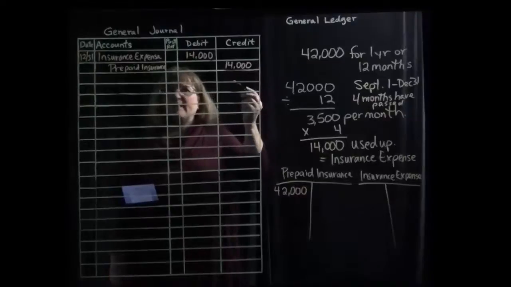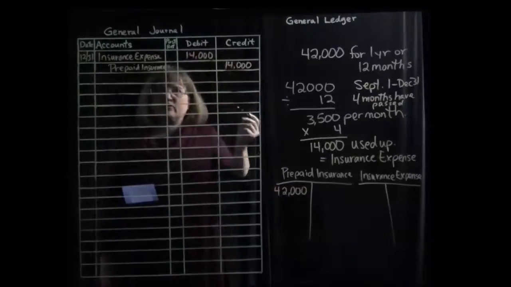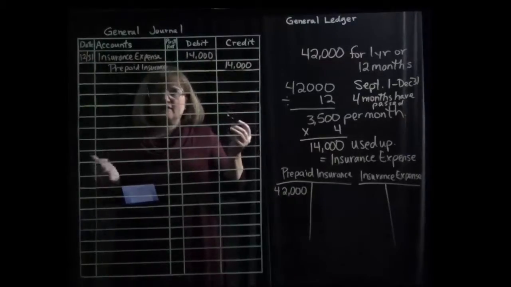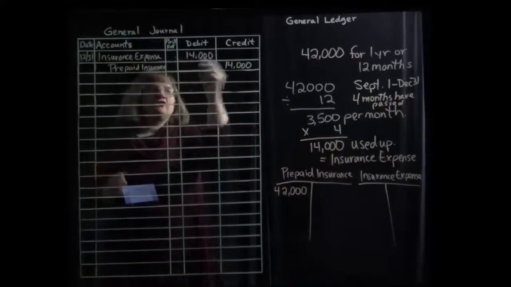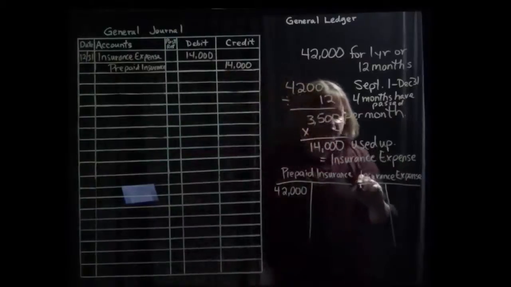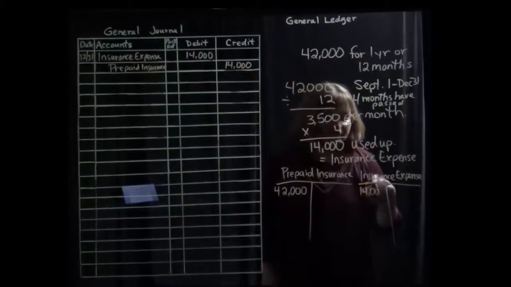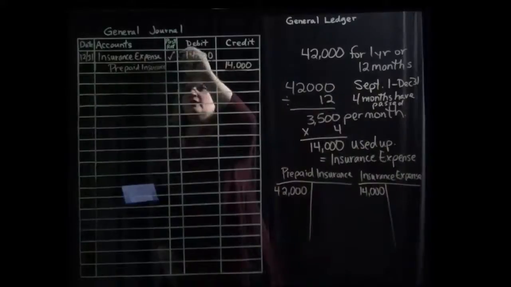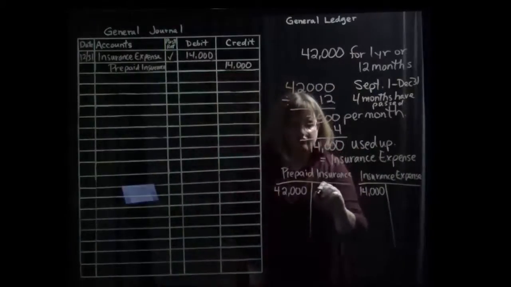To record an expense or increase an expense, we debit it because expense accounts have debit balances as their normal balance. To reduce an asset value, we credit it because they normally have debit balances. When we post this journal entry then, we would post the $14,000 debit to insurance expense, and then we would post the $14,000 credit to prepaid insurance.